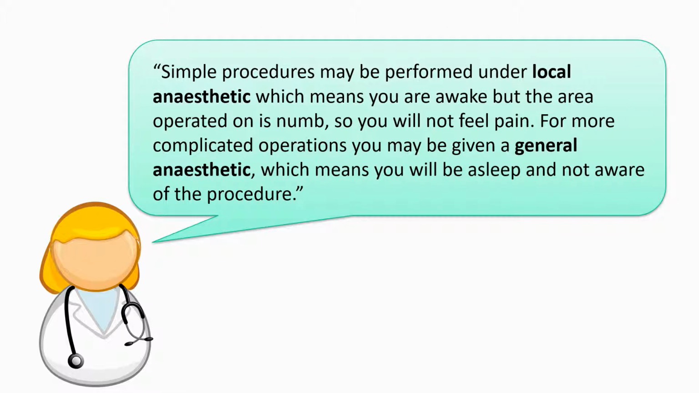Let's look at some examples. Firstly, let's see how the word anaesthetic can be used as a noun when explaining to a patient. Simple procedures may be performed under local anaesthetic, which means you are awake, but the area operated on is numb, so you will not feel pain. For more complicated operations, you may be given a general anaesthetic, which means you will be asleep and not aware of the procedure.